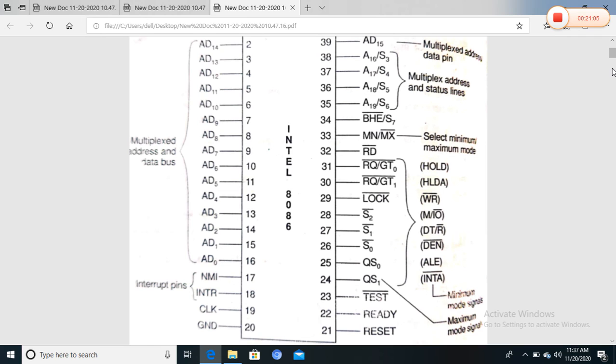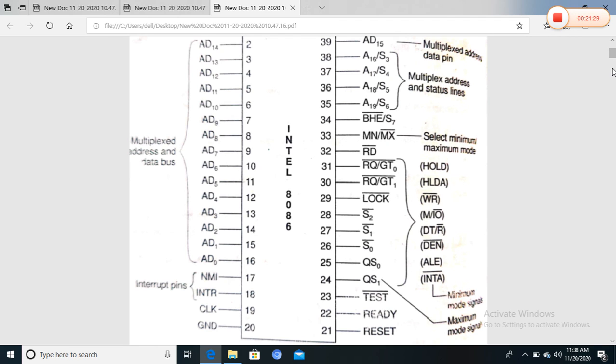So this signal distinguishes memory access from IO access. When this signal is low, it is an IO access, and when this signal is high, the operation is a memory operation.